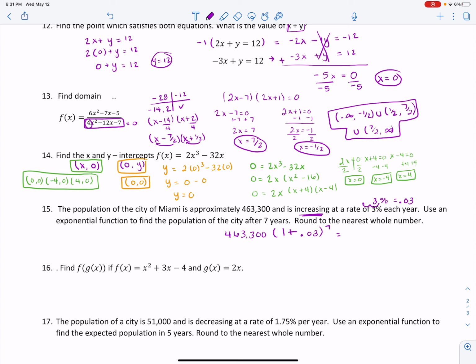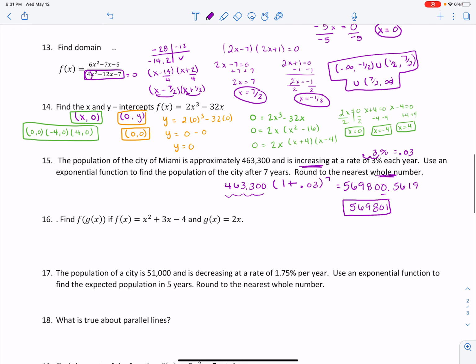Times 463,300. You should get 569,800.5619. If you want a whole number, you're gonna round to here. So 569,801 should be the population after 7 years. And it makes sense because we're increasing, and that's bigger than this.